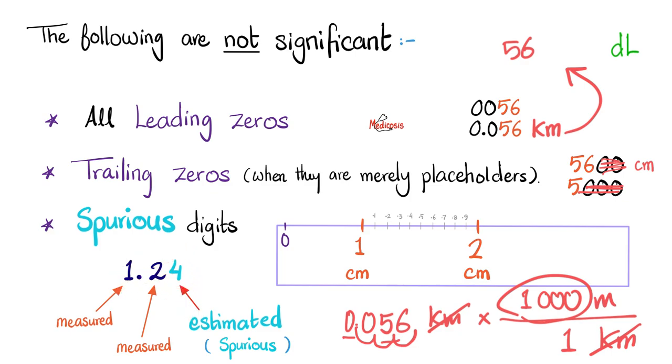So the 1 is significant because it's measured. The 2 is significant because it's measured. How about 4? Not significant because it was a guess. Which means if one student told me this is 1.24 centimeters in length, another student said it's 1.23. Both are correct because both are guessing. But if a third student said it's actually 3.5 centimeters, no, that student is mistaken because the error was in the significant figures in this case.